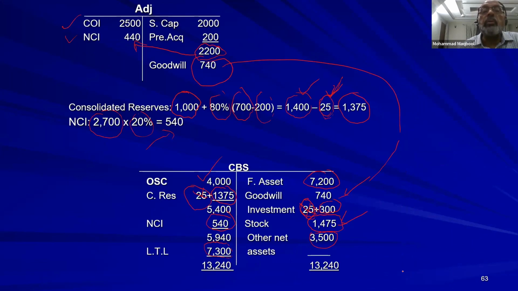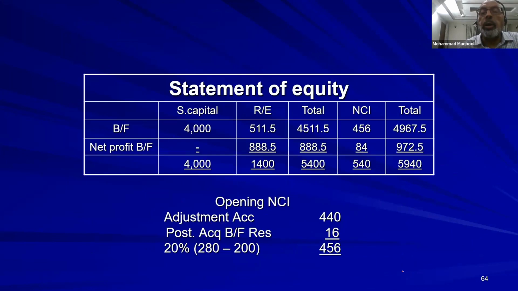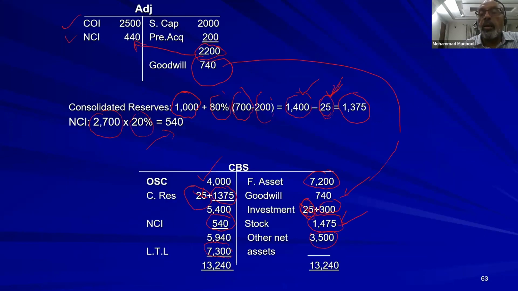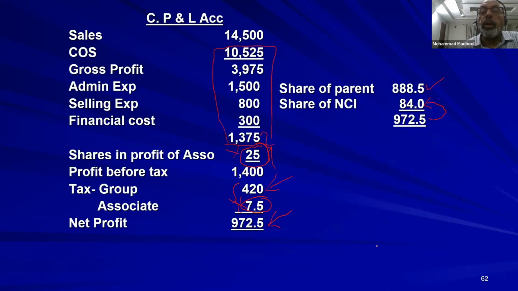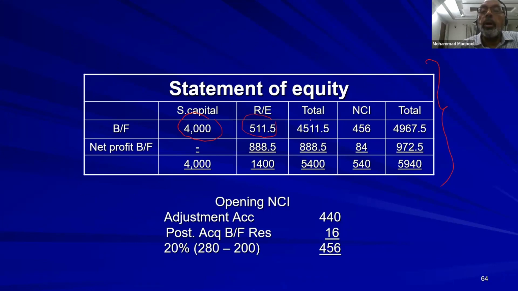I will share these notes with you, and in your own time, please go through this statement of changes in equity. It's not rocket science. It's just like brought forward. This is the brought forward share capital of the parent company. This is the retained earnings brought forward. Point is the brought forward. 504 plus 7.5 becomes 511.5 brought forward. So this is the brought forward going there, and this is the total of both.